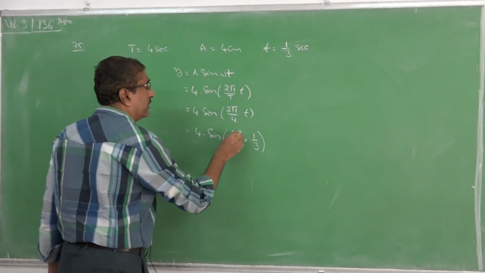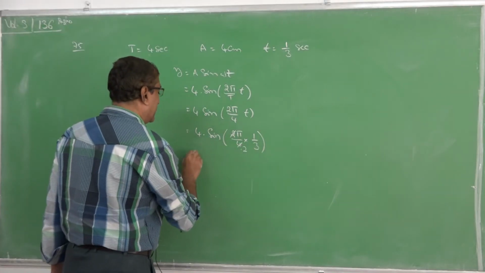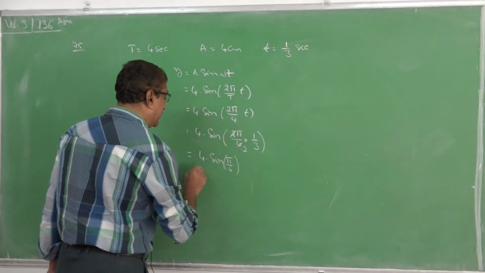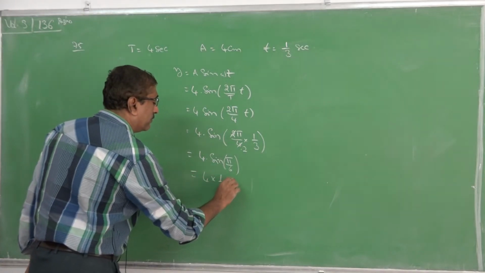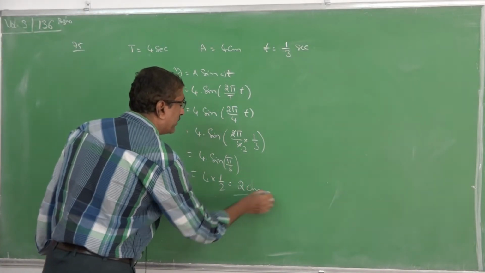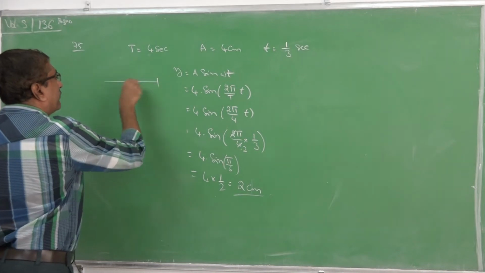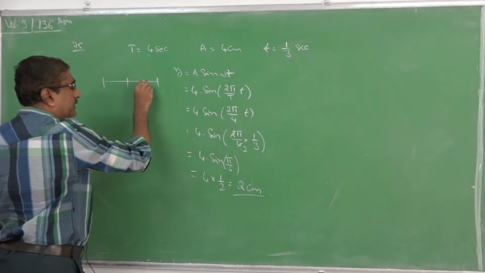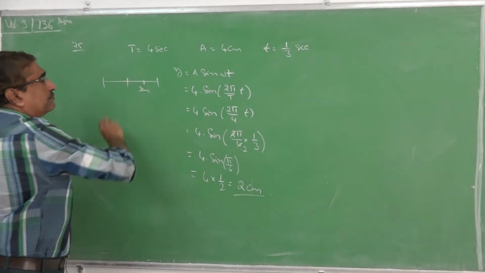Okay, this is 2, this is 6, that is 4 sin pi by 6, that is 4 sin 30, which is half, that is 4 into 1 by 2, that is 2 centimeter. That means after starting from the mean position, after 1/3 second, it will be at a distance of 2 centimeter.